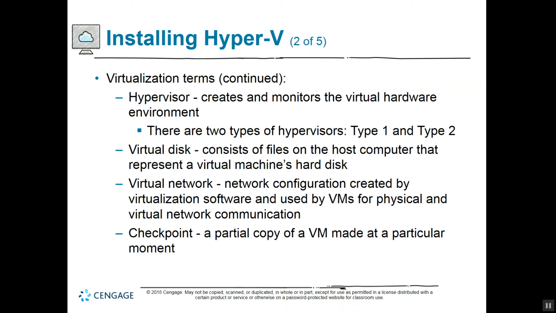Now, a virtual disk consists of files on the host computer that represent a virtual machine's hard disk. They can be fixed or dynamic. A virtual network is a network configuration created by virtualization software and used by virtual machines for physical and virtual network communication. Now, a checkpoint is a partial copy of a VM made at a particular moment in time. The best comparison is a restore point for an OS.